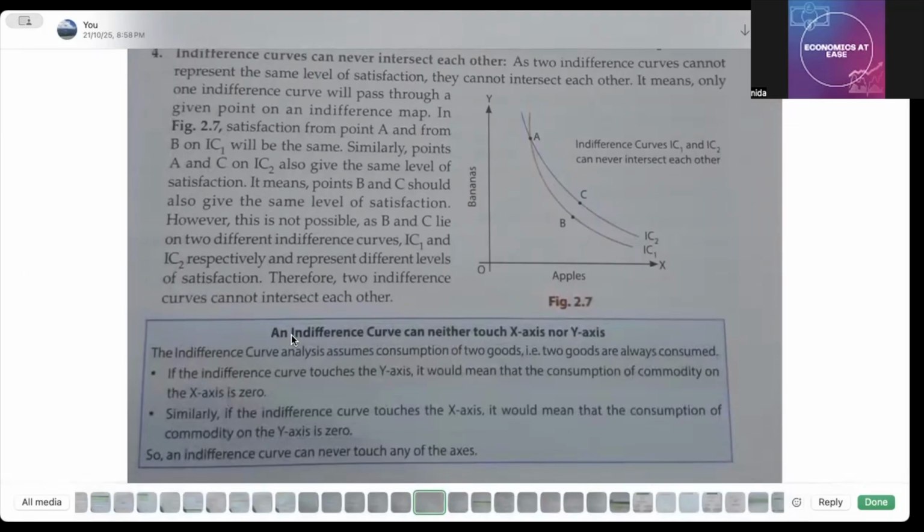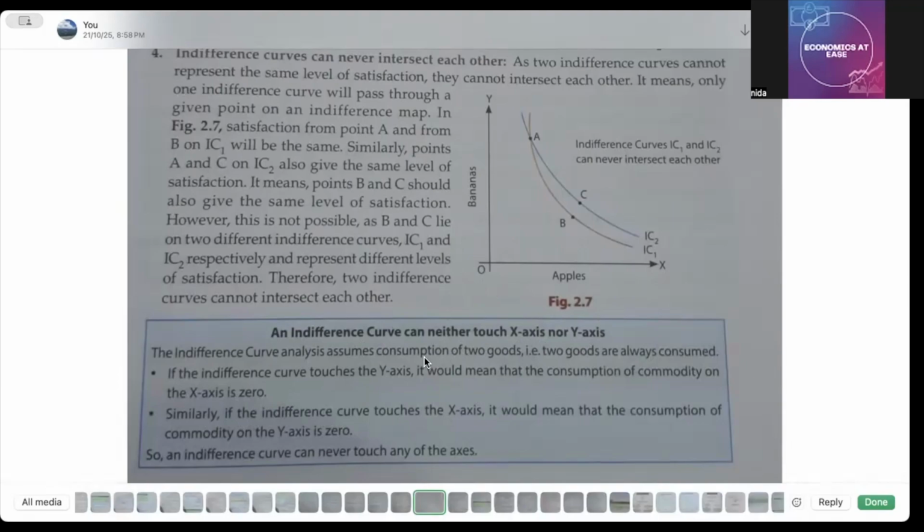Now, let's here discuss that indifference curve can neither touch the x-axis nor the y-axis. ये बहुत important question है. If the indifference curve touches the y-axis, अगर ये y-axis को touch कर देता है, it means the consumption of commodity on x-axis is zero. तो हम x का कोई भी consumption नहीं कर रहे हैं, तो ये तो possible है नहीं, because there should be two goods. Consumption of two goods should be there. Similarly, if the indifference curve touches the x-axis, अगर touch कर लेता है x-axis को, it would mean that the consumption of commodity on y-axis is zero. Okay, so indifference curve can never touch any of the axes.